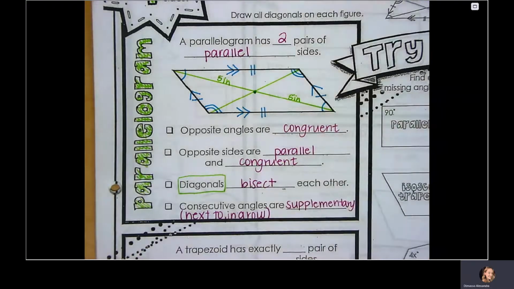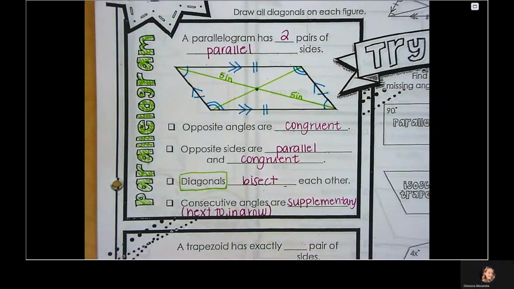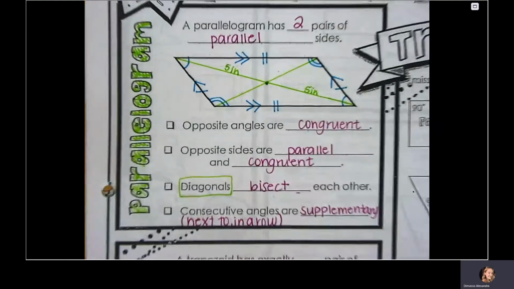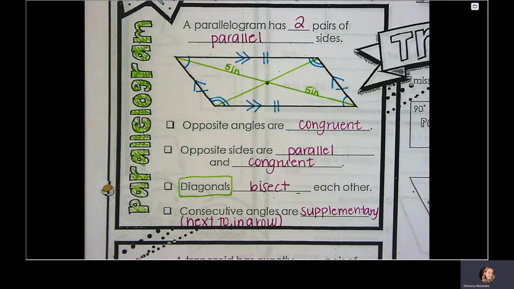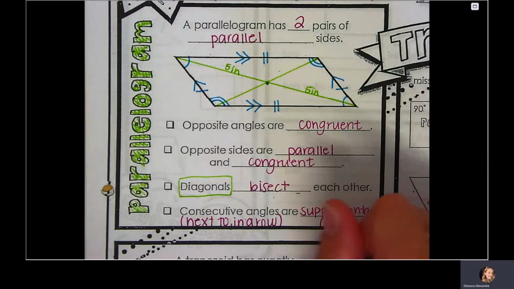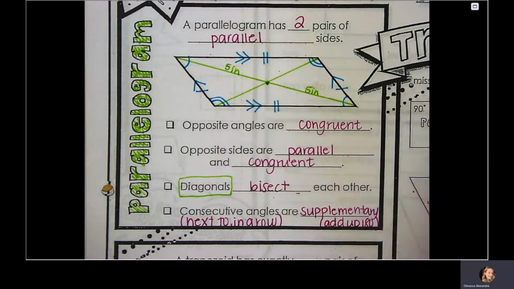Do you guys remember what the word supplementary means? What does it mean? Adds up to 180. Good. Adds up to 180. Okay, and I know that this one has a lot of writing on it, but as we go through, you're going to notice a lot of similarities with the other ones. So supplementary means adds up to 180 degrees.